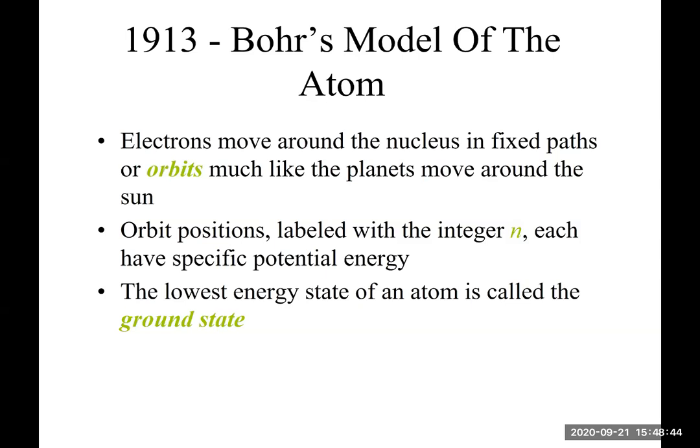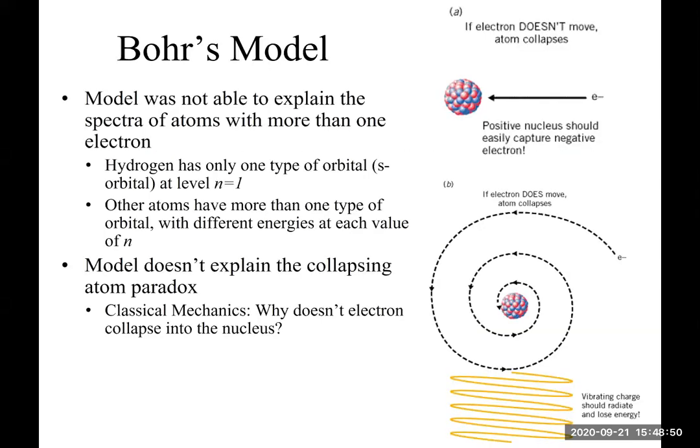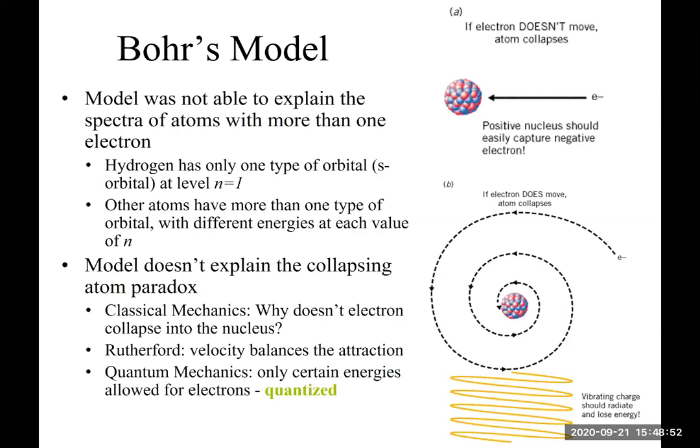The lowest energy state of an atom is called the ground state. So here's Bohr's model. Let's talk a little bit about it. You've watched some videos that are going to go into a lot more detail about Bohr's model, so I'm just going to touch on it here.